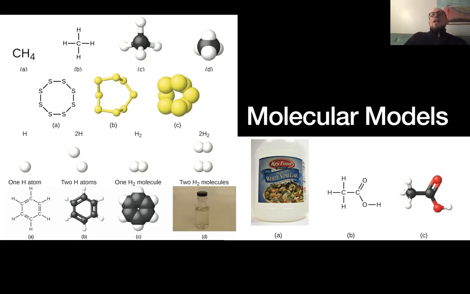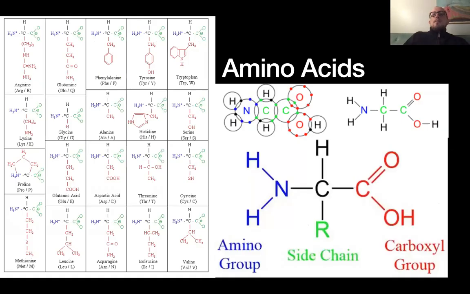This form we're going to see repeated again. This is called a carboxyl form. It's a form of acid that becomes very important for life. And it's important for life because it forms something called the amino acids, which you can see here.